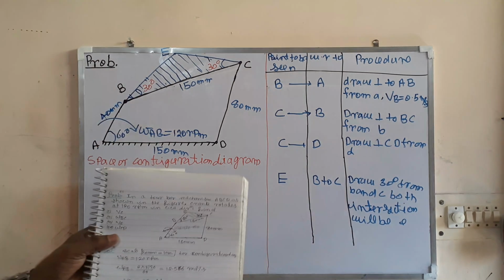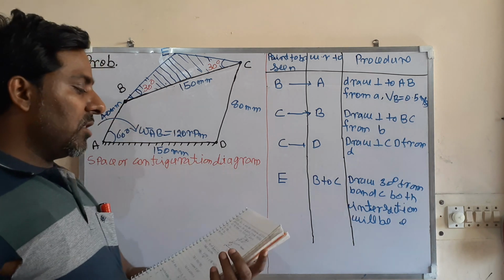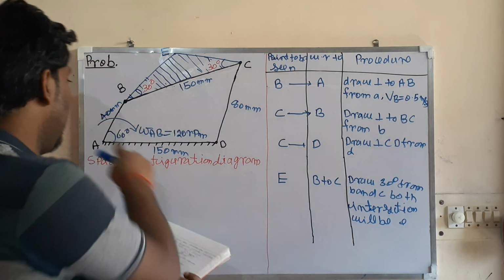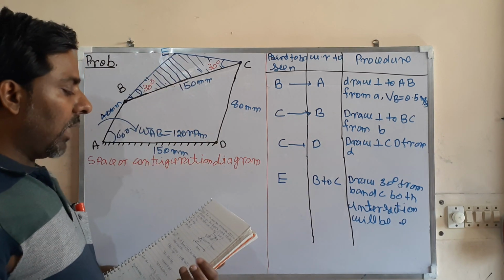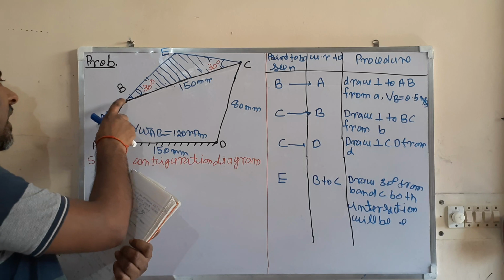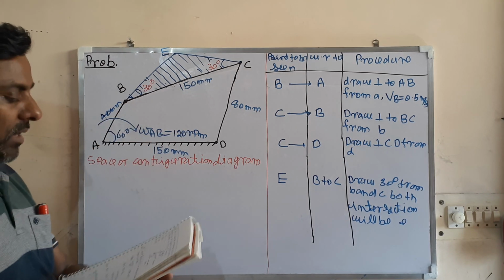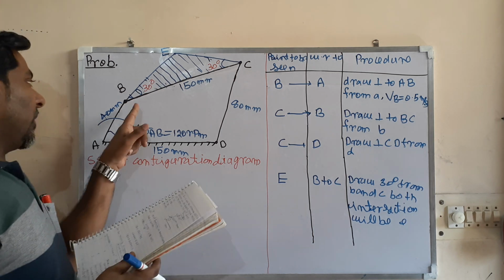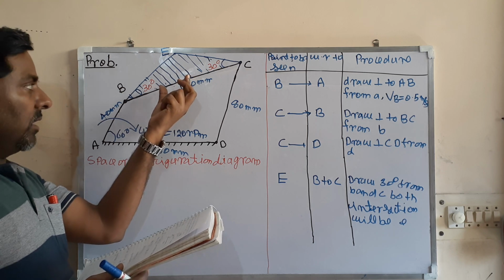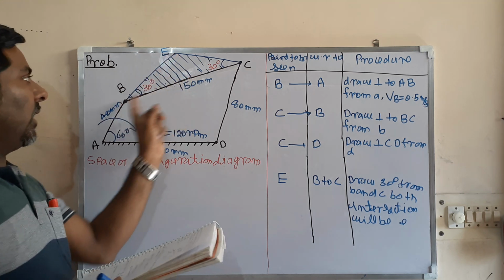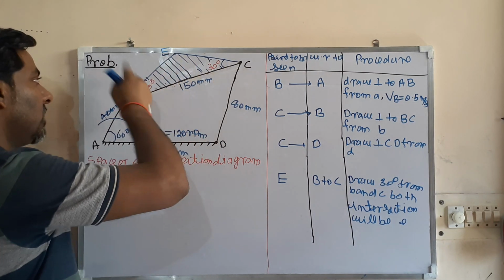You can take a snapshot of this question. I'm reading the question: in a four-bar mechanism ABCD as shown in the figure, the crank, this is the crank, rotates at 120 rpm in clockwise direction. Find the velocity of point C, the angular velocity of link BC, the velocity of point A on the link BC. This link BC is just like a plate.